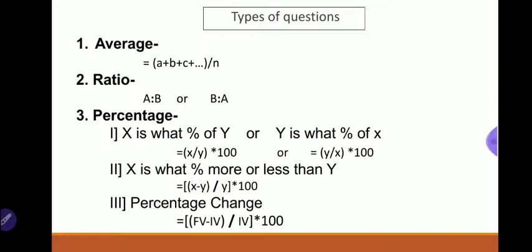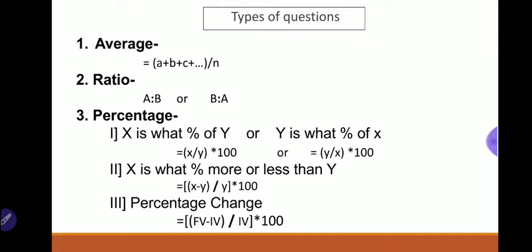How to find the average? Consider one example: in a batch there are 20 students having different weights. If you want to find the average weight of that batch, you add the weights of each and every student, that is A plus B plus C up to 20, all the weights of all students, divided by the number of students, that is divided by 20. If you do this, you will get the average weight of all students. This way you can find the average.